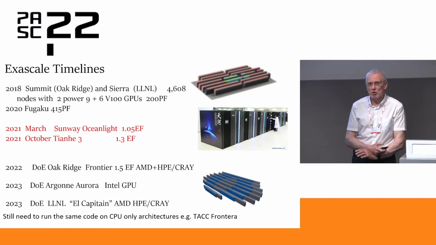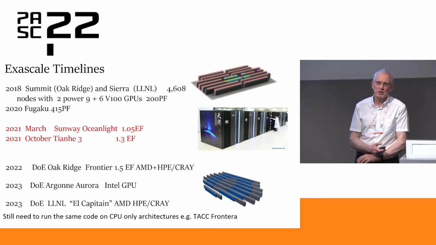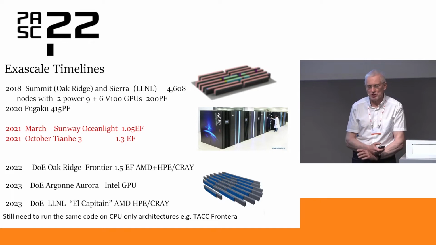At the same time, all these architectures are different, and we also need to be able to run on CPU machines, such as the NSF Frontera machine at the Texas Advanced Computing Center, TACC. So what we need to do is to have a common programming approach that works across all these different architectures. And in some sense, we're back to where we were before MPI standardized how we write parallel codes.